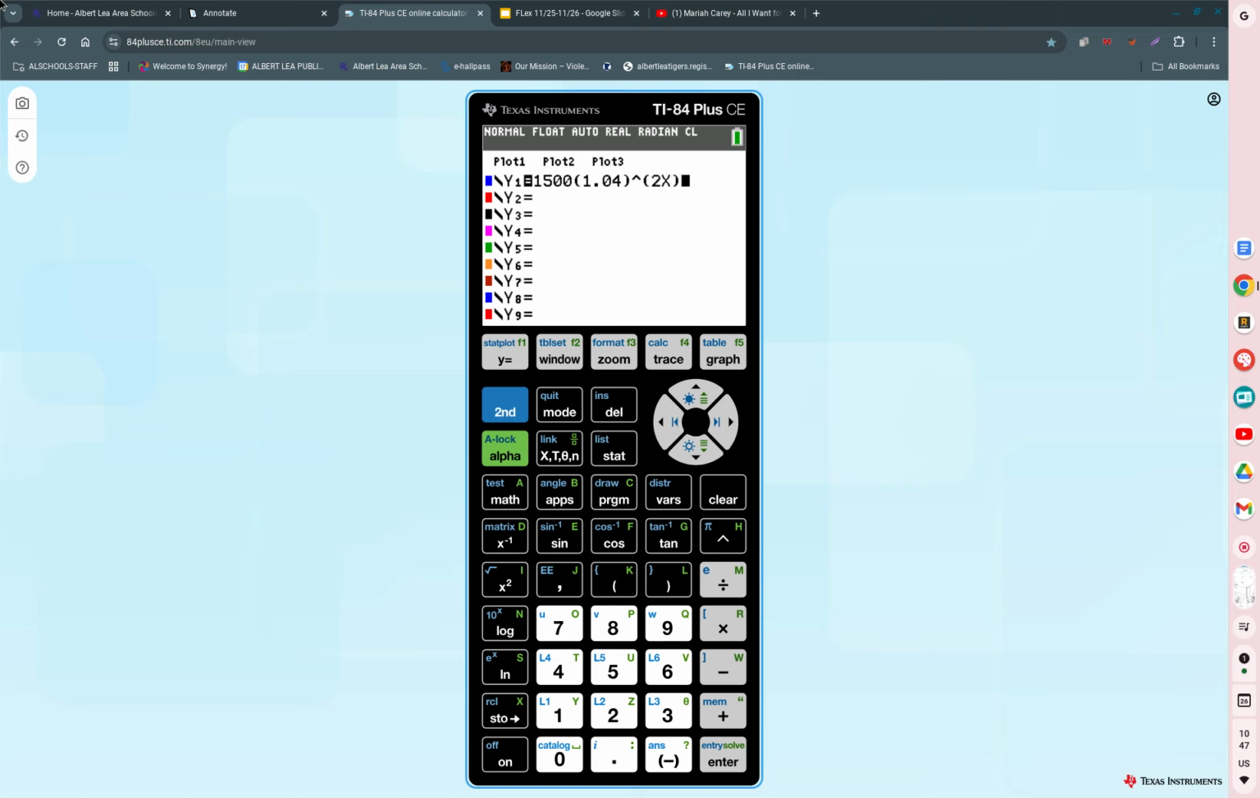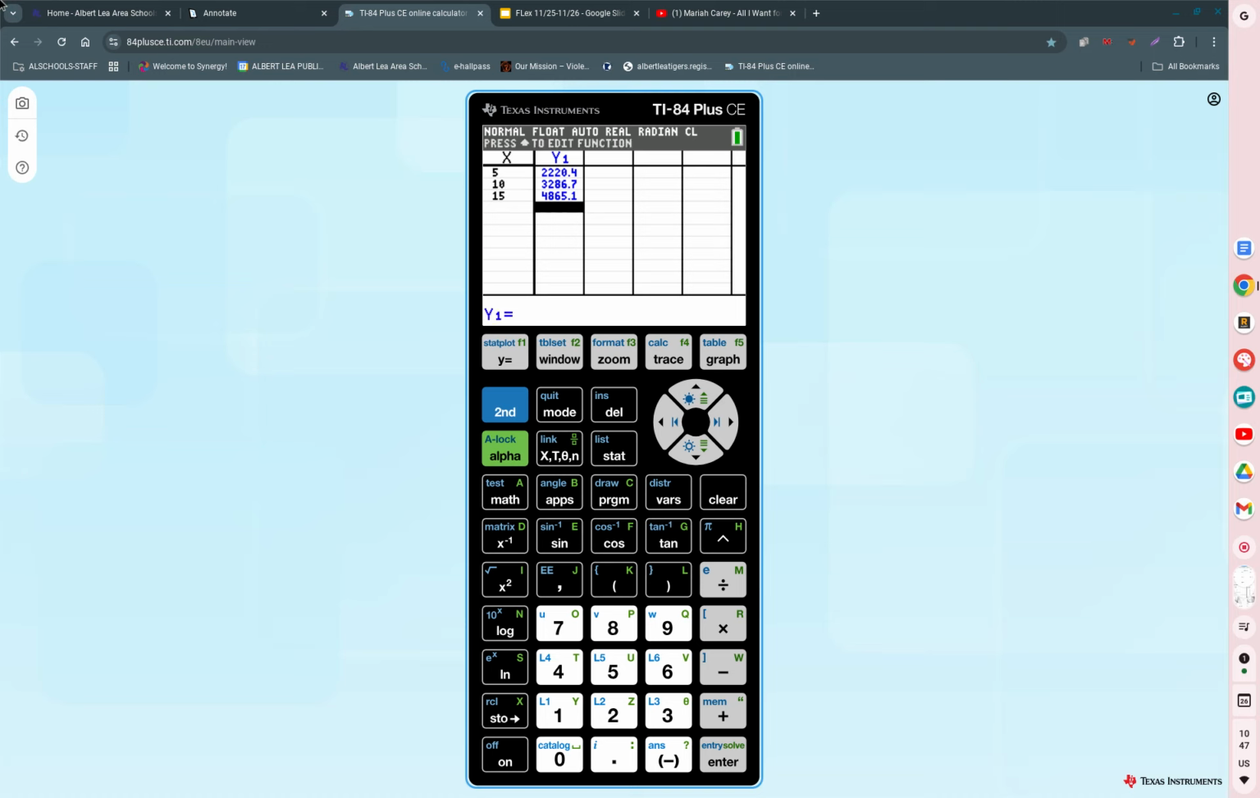2x. And one thing that's awesome about our calculator is we have this table with which we can type in 5, 10, and 15. And it will produce for us these values. And that tells us the amount of money after those years.